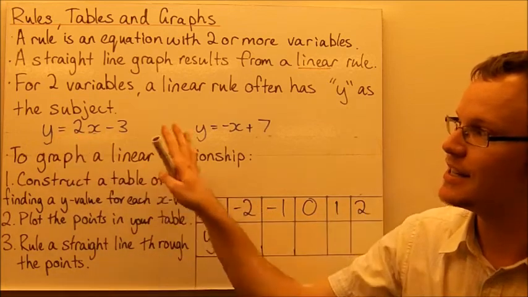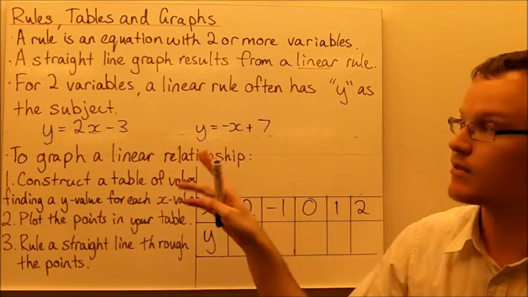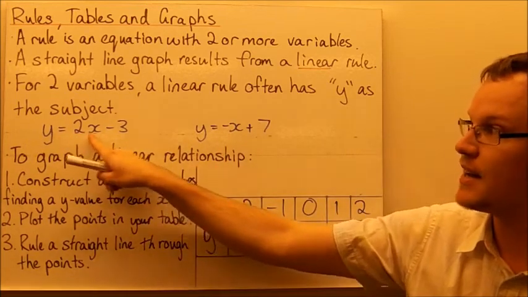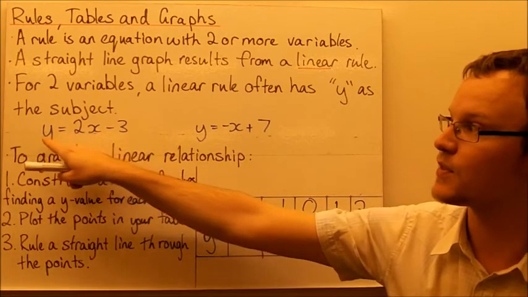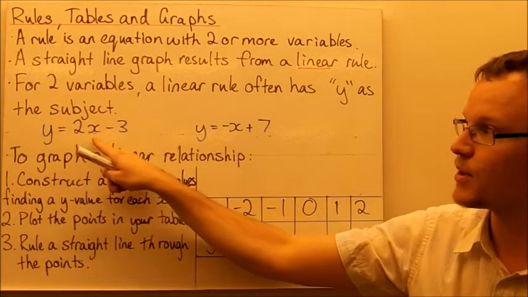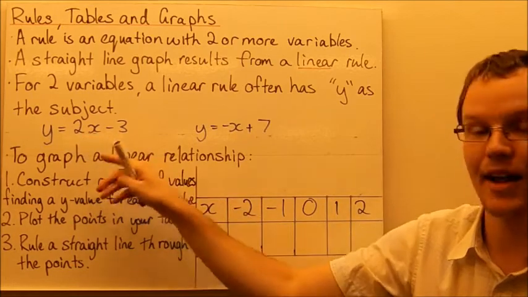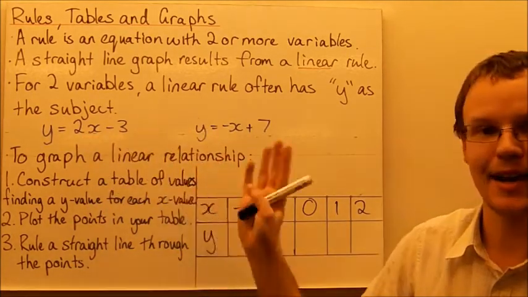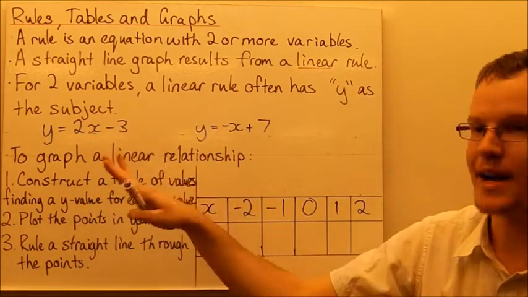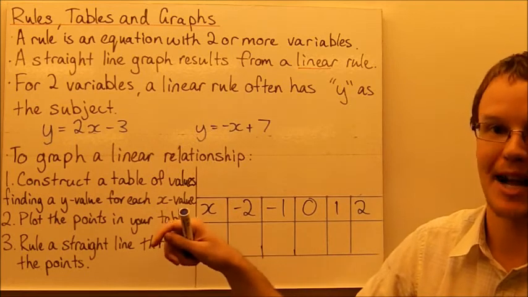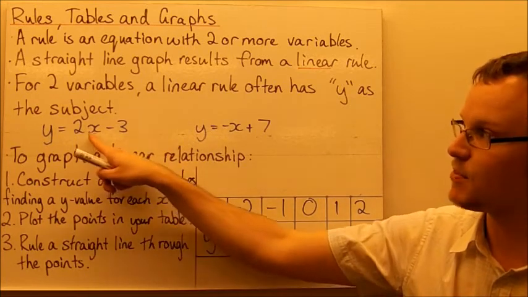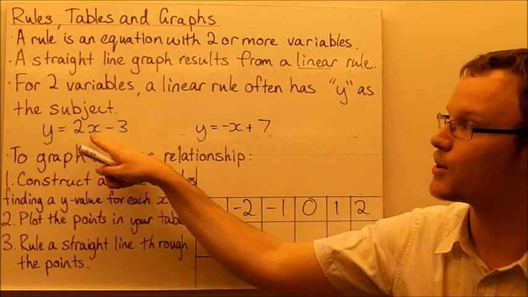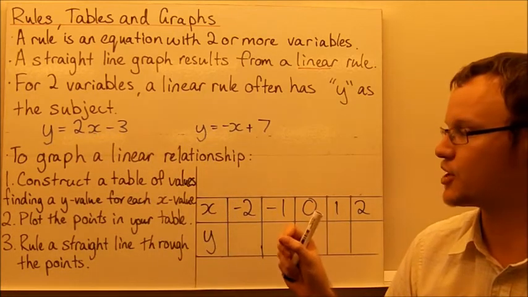You can usually pick a linear relationship when you've got y as the subject with x as your other variable, and it cannot have any squareds or any other variables attached to it. So x by itself will almost always be a linear relationship.